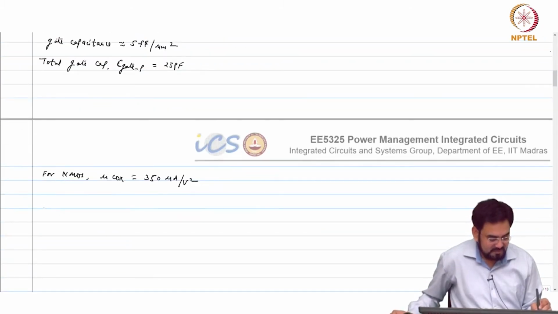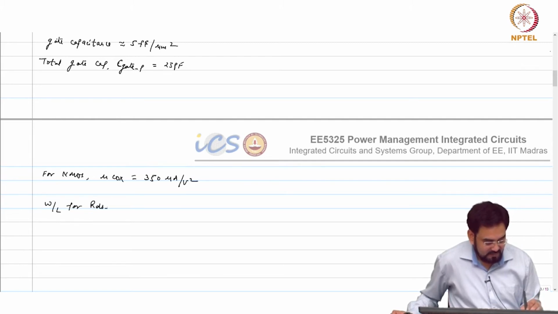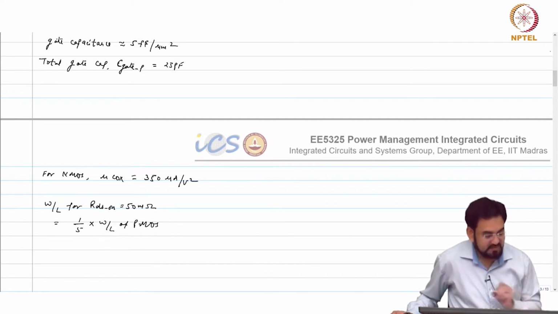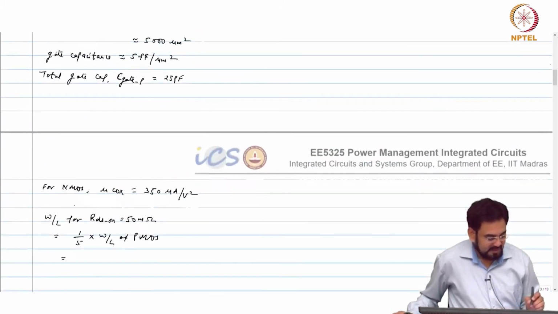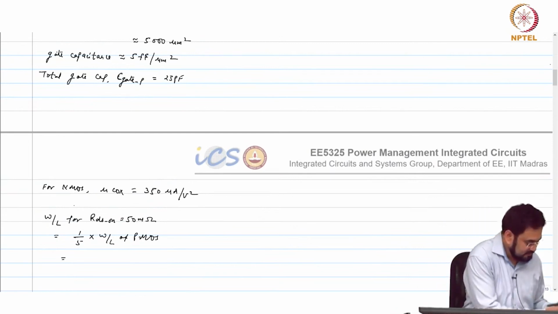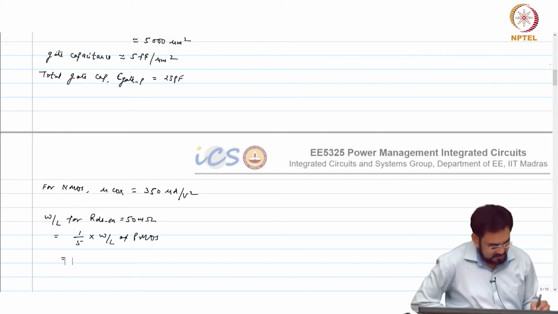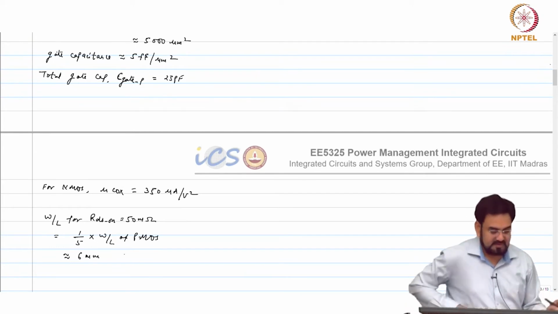So, W by L for RDS on equal to 50 milliohm will be 1/5 times W by L of PMOS. So, 28.8 divided by 5 is approximately 6, so I write 6 millimeter, okay.